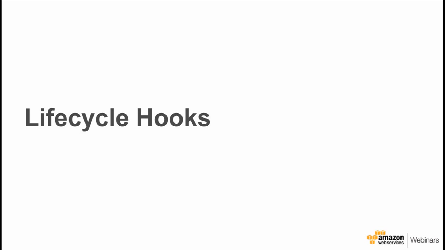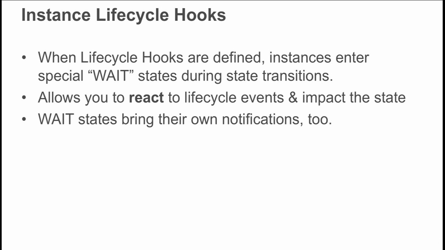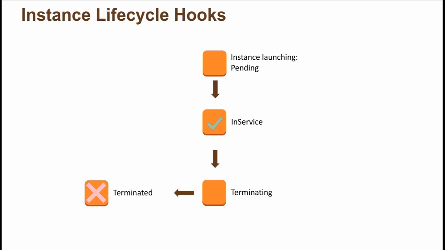Now, if you want to have more control, if you don't just want to react but actually want to be part of the action, so to speak, there are lifecycle hooks that allow you to really hook into the state transitions of the instance lifecycle. When they are activated for an autoscaling group, the instances enter special wait states during the state transitions, like from pending to in service and from terminating to terminated. While the instance is in that state, you can react to lifecycle events and impact the state. And of course, it creates another set of notifications which you can react to. So how does this look?